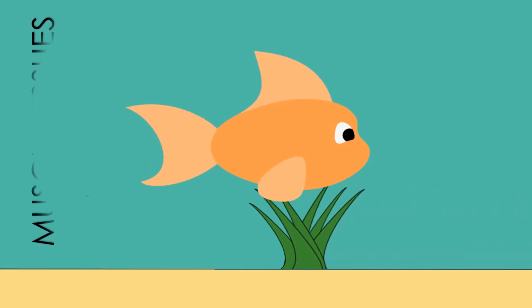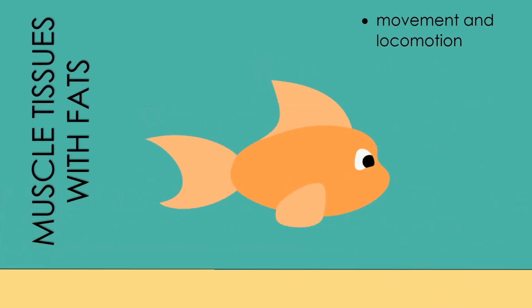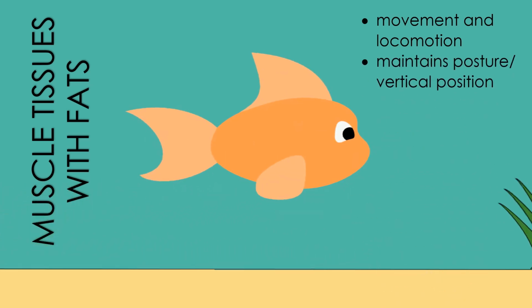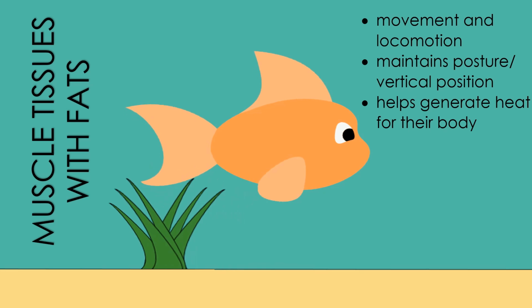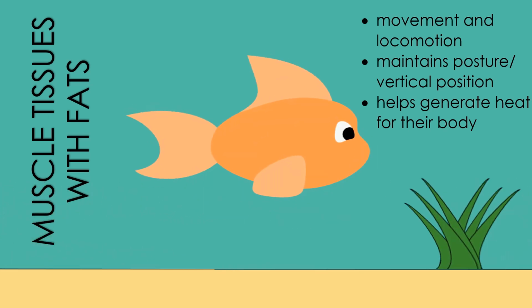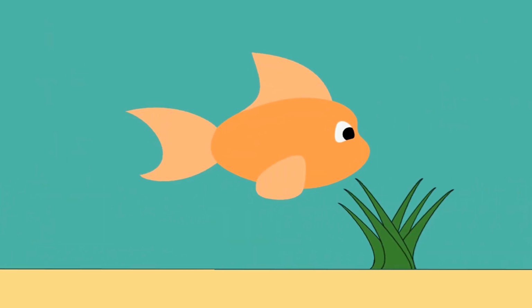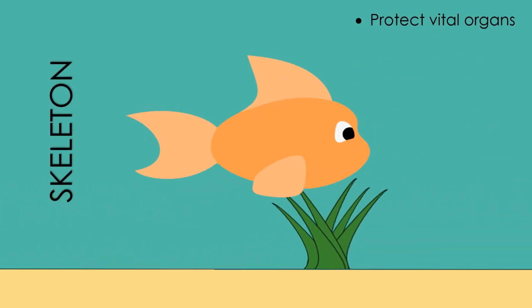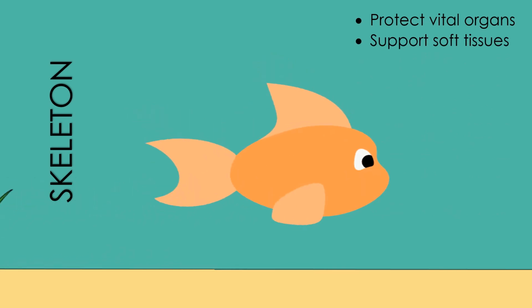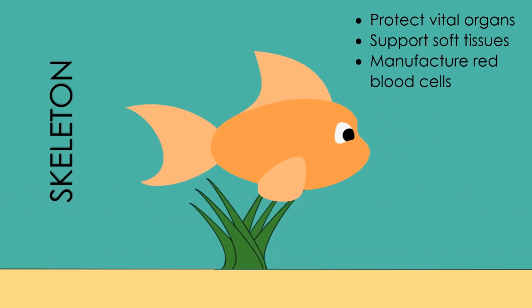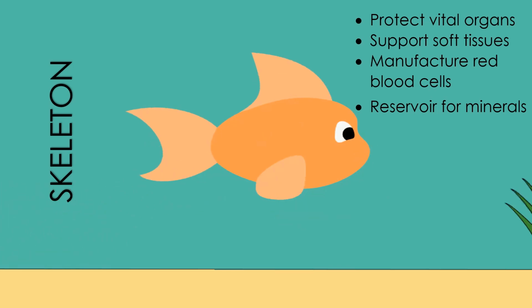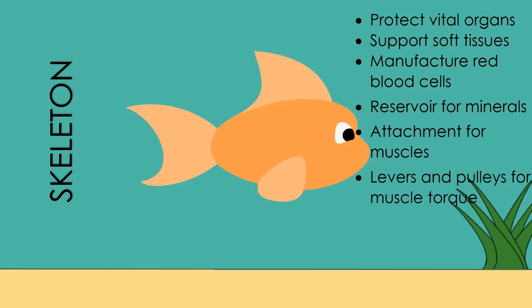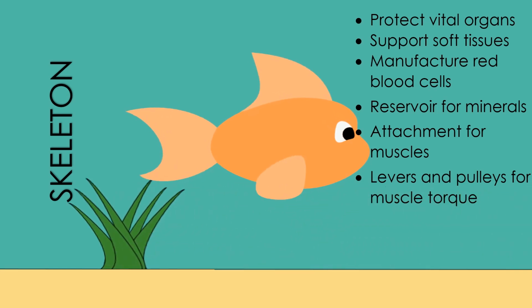What is the use of muscle tissues with fats? Fish uses them for movement and locomotion, maintains posture or vertical position, and helps generate heat for their body. Now what about the skeleton of a fish? The skeleton protects vital organs, supports soft tissues, manufactures red blood cells, serves as a reservoir for minerals, attachment for muscles, and levers and pulleys for muscle torque or force.